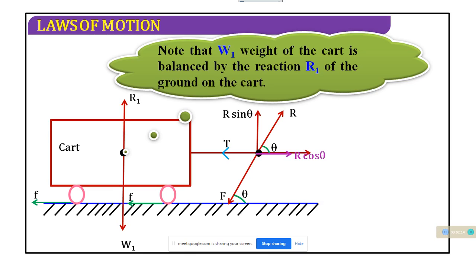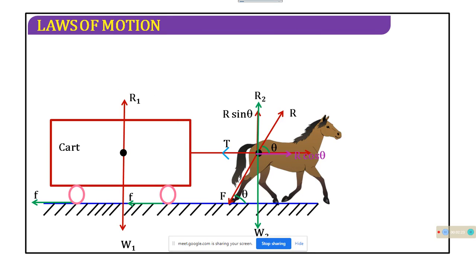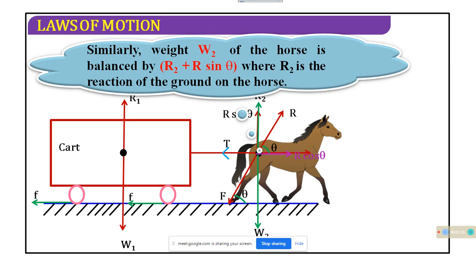Note that W1, the weight of the cart, is balanced by the reaction R1 of the ground on the cart. Similarly, the weight W2 of the horse is balanced by R2 plus R sin theta, where R2 is the reaction of the ground on the horse.